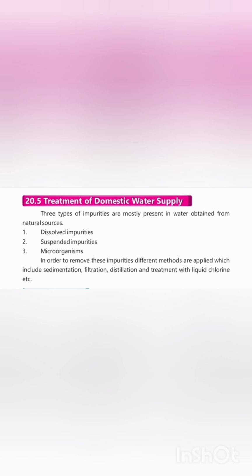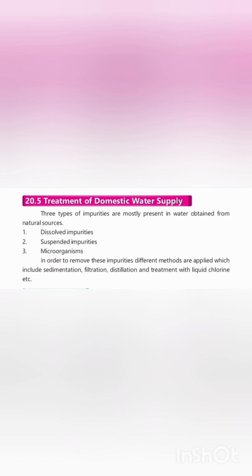Water collected from natural sources contains three primary types of impurities that must be removed before it reaches our taps. First, dissolved impurities, meaning soluble salts and minerals. Second, suspended impurities, meaning insoluble solids like mud, sand, and plant matter. Third, microorganisms: harmful bacteria, viruses, and parasites.